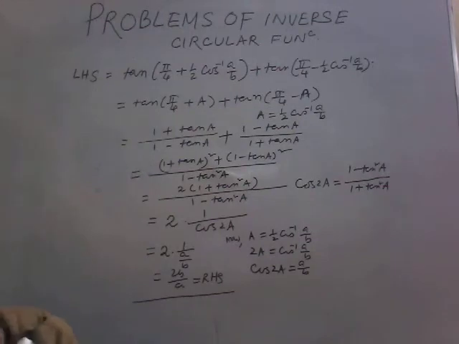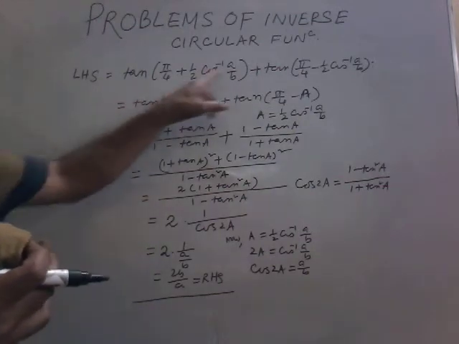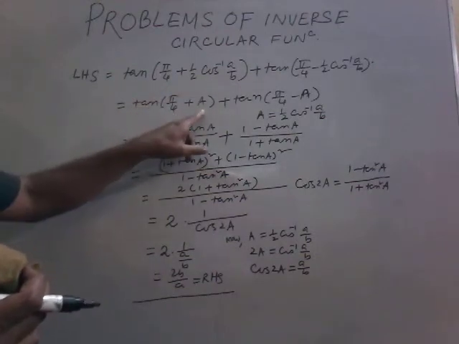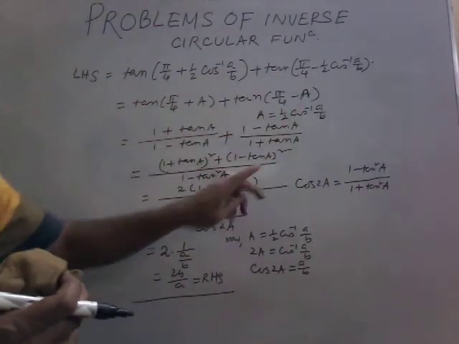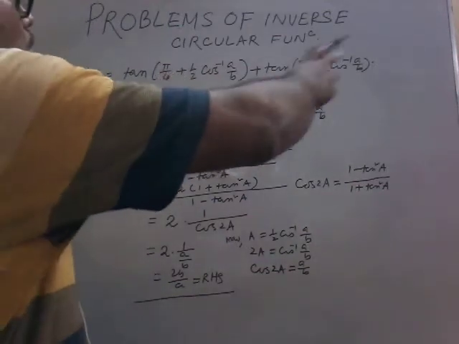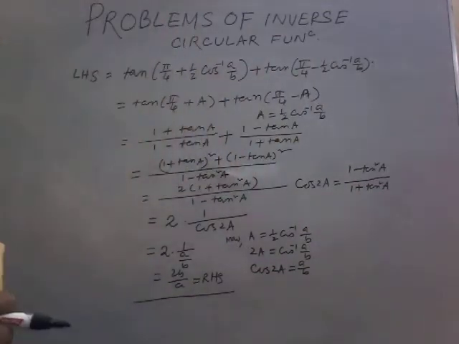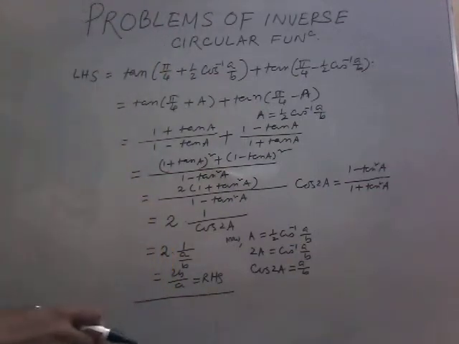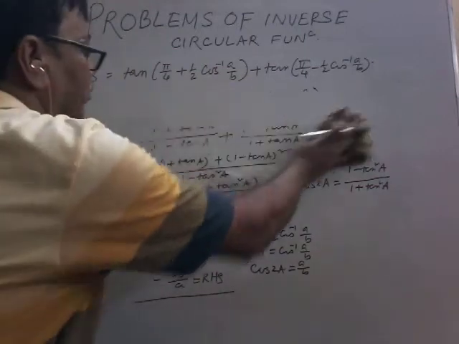So look, tan(pi by 4 plus A) plus tan(pi by 4 minus A), simplifying, you get the result. So what is the shortcut rule? You have to remember this result for competitive exams.